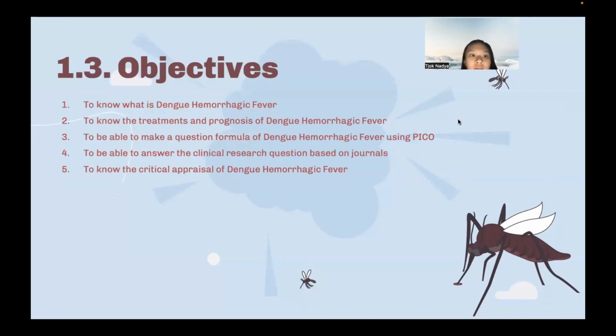Next are the objectives: to know what dengue hemorrhagic fever is, to know the treatment and prognosis of dengue hemorrhagic fever, to be able to make a question formula of dengue hemorrhagic fever using PICO, to be able to answer the clinical research question based on journals, and to know the critical appraisal of dengue hemorrhagic fever.